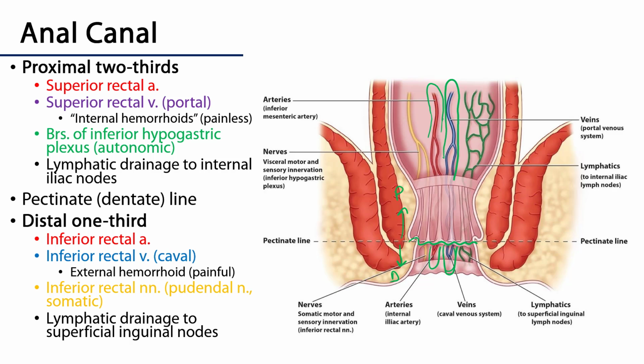These tend to be itchy and even painful. That's because we're experiencing true pain, because this is somatic, because the innervation is from the inferior rectal nerves, which are somatic in origin because they're branches of the pudendal nerve, versus so-called internal hemorrhoids, which are dilations of the mucosa from tributaries of the superior rectal vein.